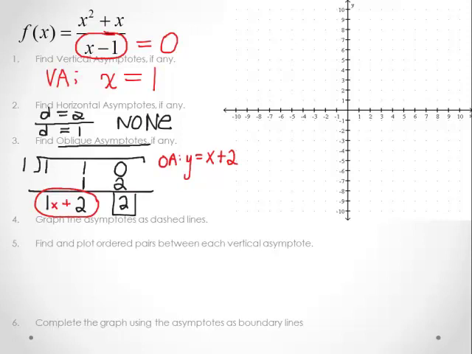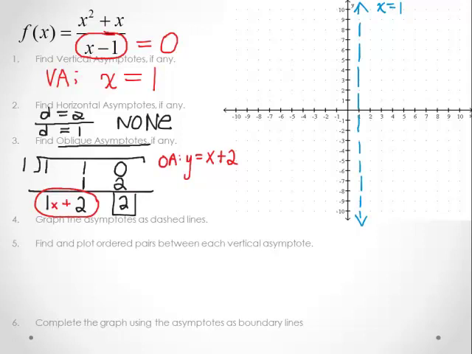So let's go ahead and graph our asymptotes before we go any further. So here we've got our vertical asymptote at 1. So let me just draw my vertical line here. So x is equal to 1. So to graph our oblique asymptote, it's not going to be a horizontal line. It's just going to be a linear equation, though. So y is equal to x plus 2.